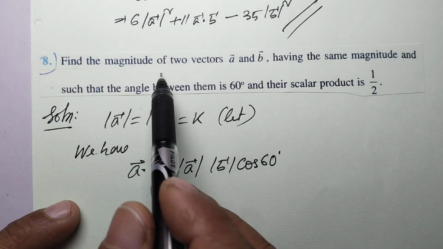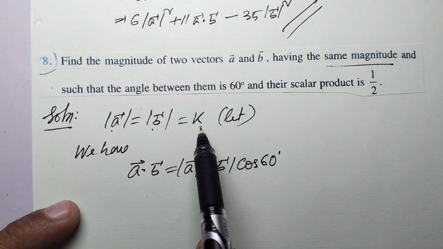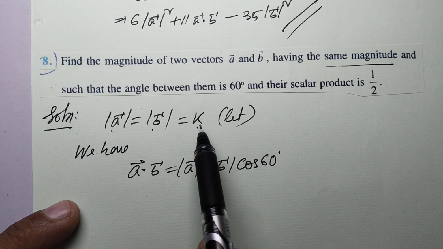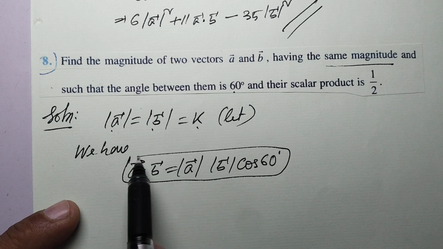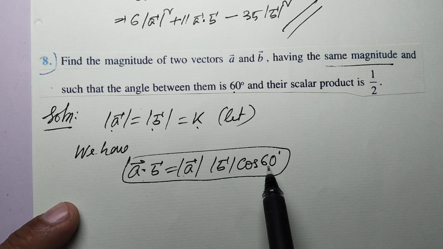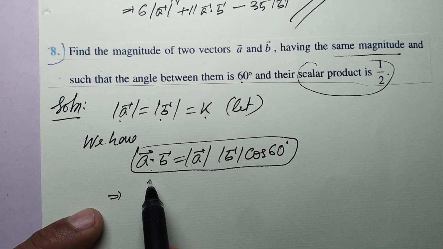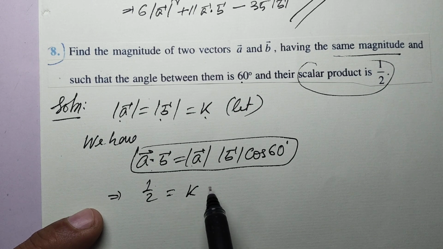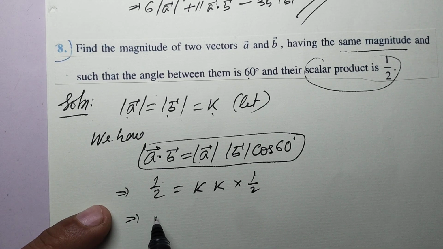Question number 8, find the magnitude of two vectors having the same magnitude. So magnitude a, magnitude b equal to, we can take say k, and the angle between them is 60. Now this is the definition of dot product: a dot b is equal to magnitude a, magnitude b into cos theta. Theta is 60 degrees here. Now the dot product, or scalar product, value is given as 1 by 2. Magnitude a is k, magnitude b also k, and cos 60 value we know is 1 by 2. Then 1 by 2 is equal to k square into 1 by 2.